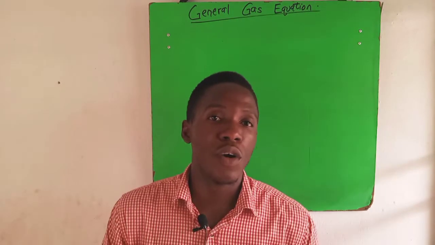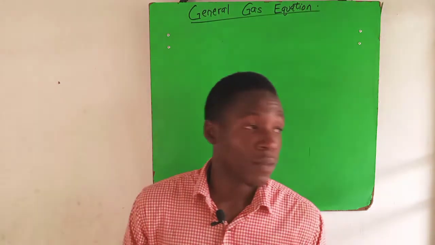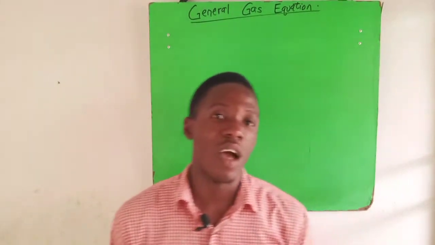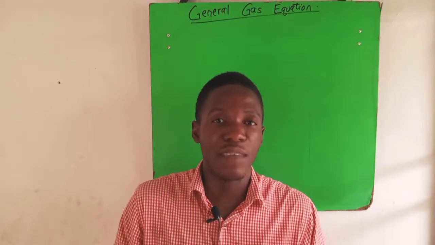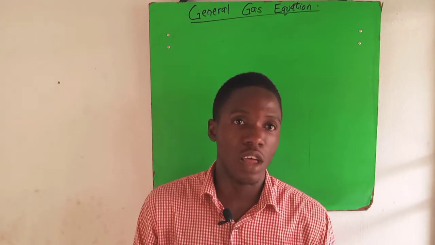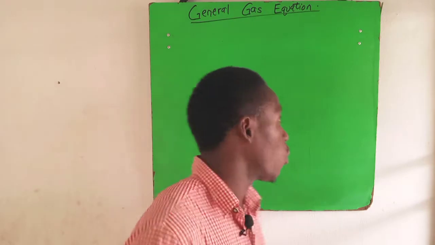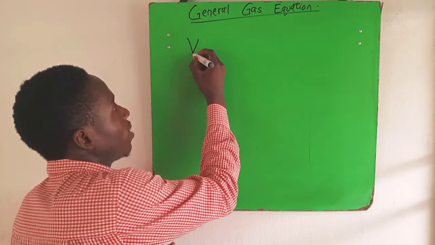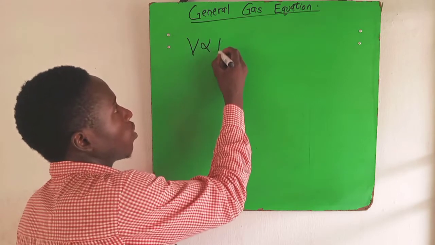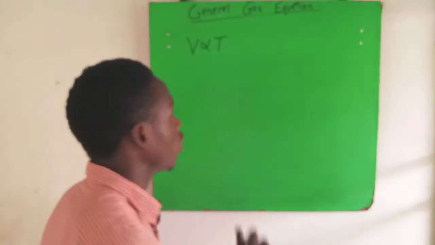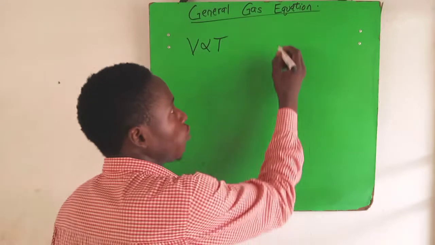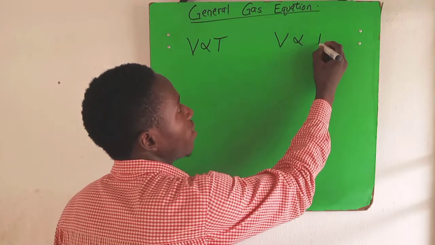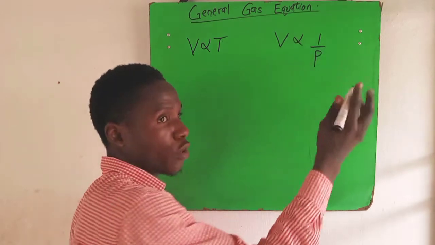Right, we've talked about Boyle's law, we've talked about Charles' law. Next, we want to discuss the general gas equation. All we have to do is find the mathematical combination of Boyle's and Charles' law. Charles' law states that the volume of a gas is directly proportional to its temperature at a constant pressure. And Boyle's law states that the volume of a gas is inversely proportional to its pressure at a constant temperature.